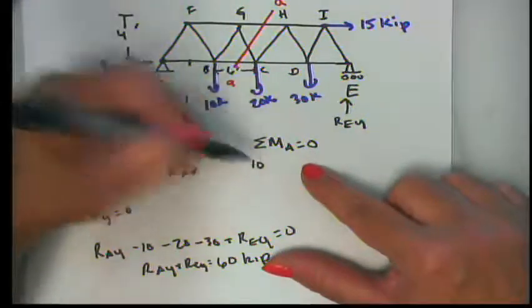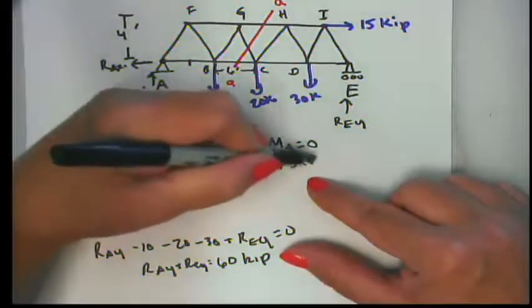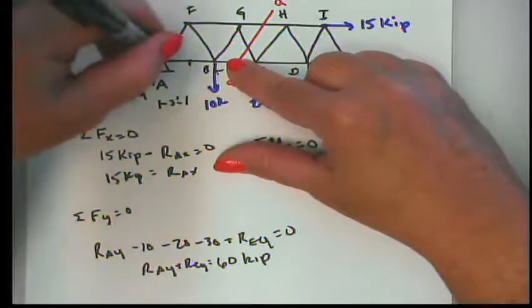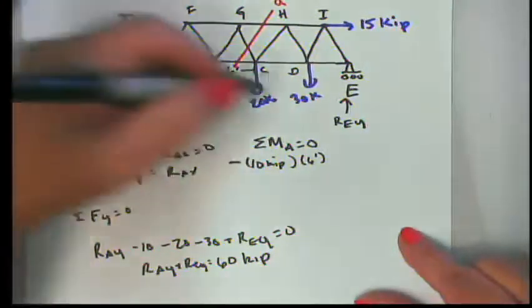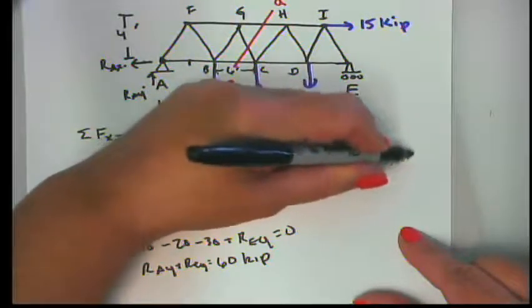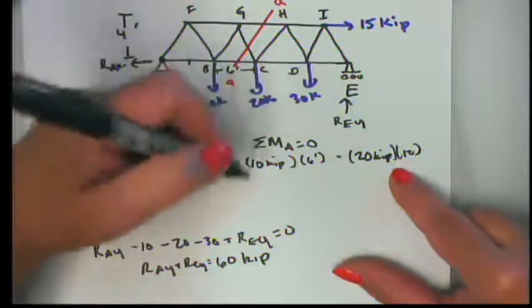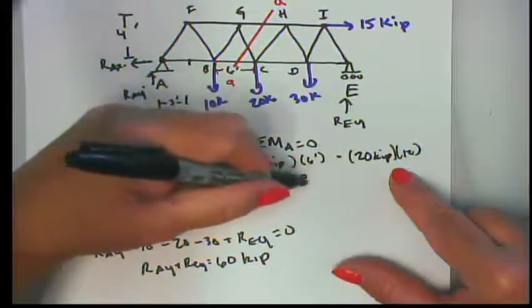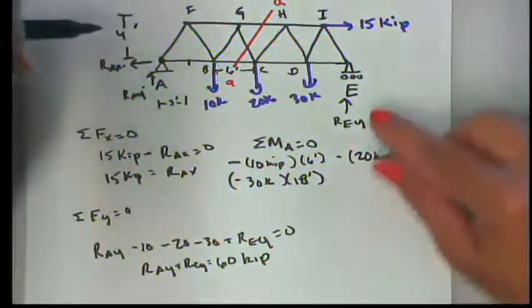So I have a 10 kip force vertical acting 6 feet horizontally from point A. If I visualize putting a push pin here, that will spin it clockwise, so that's negative. Similarly, I have a 20 kip force acting 12 feet away. Once again, clockwise, so it's negative. 30 kips times 18 feet, also clockwise.